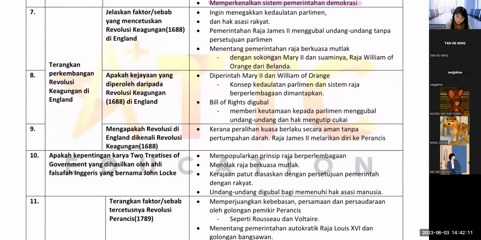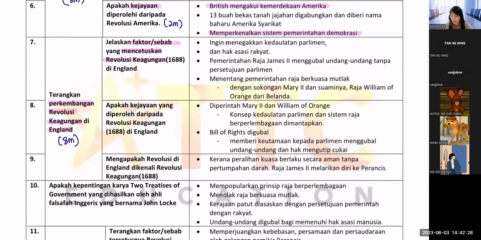Okay, now, then again, if they ask you perkembangan revolusi keagungan in England, then again, 8 marks. Point. Then if they ask you faktor or sebab tercetus revolusi keagungan, is because they want to menegakkan kedaulatan parlimen. They want to uphold the sovereignty, the power, authority of parliament. Then they want citizens' basic human rights.